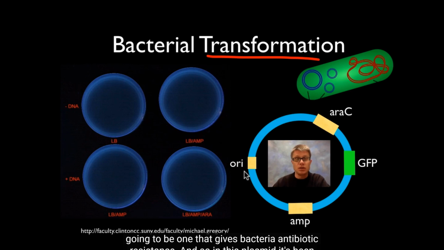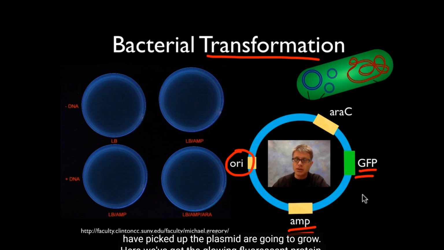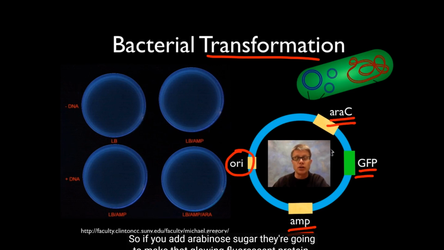And so in this plasmid, it's been engineered. In other words, it's been built by humans. On one bit of the plasmid, we're going to have the origin of replication. That's where it's copied. These ones are also going to have ampicillin resistance. So when we grow them on ampicillin, only the ones that have picked up the plasmid are going to grow. Here we've got the glowing fluorescent protein. This is extracted from a jellyfish. And then I also have a trigger, arabinose sugar. So if you add arabinose sugar, they're going to make that glowing fluorescent protein. If there's no arabinose, then it's not going to show up.